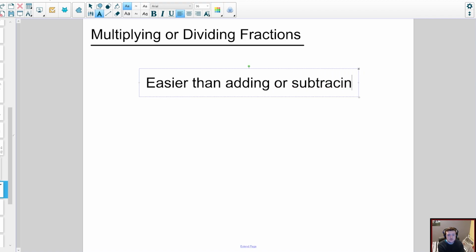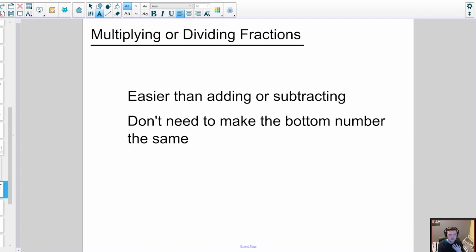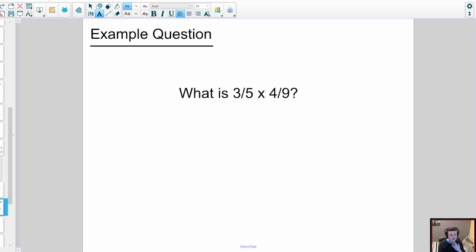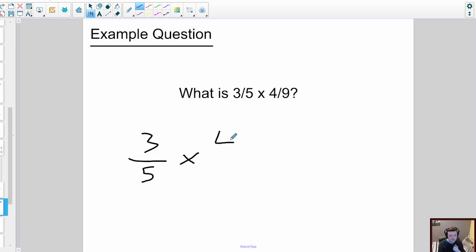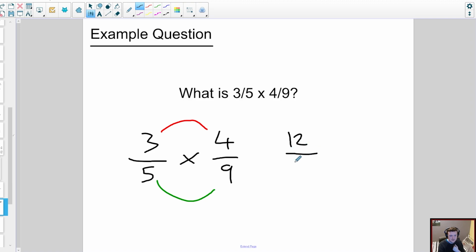And that's because we don't need to make the bottom number the same. We just don't. What we're going to do for multiplying is we're going to do top times top and bottom times bottom. So what I mean by that is if I take my 3/5 and I times it by 4/9, all we're doing is 3 times 4 and 5 times 9. And so in this case, 3 times 4 is 12 and 5 times 9 is 45. So my answer is 12 out of 45.